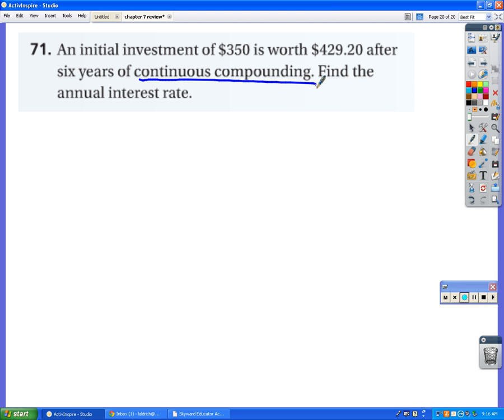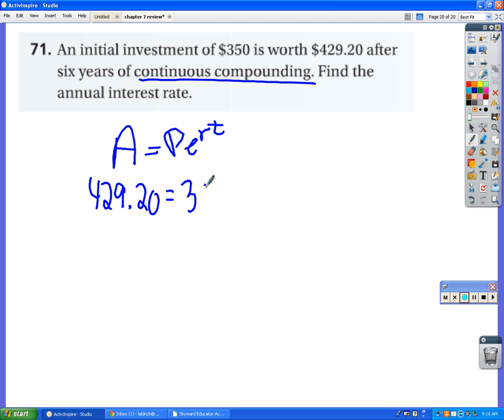Okay, last one. Since this one says continuous compounding, that's your clue that you are using A equals Pe^rt. An initial investment of $350 is worth $429.20 after 6 years of continuous compounding. So 429.20 equals 350 e to the, I don't know the interest rate, but I know the time is 6, so it's going to be 6r. This time we have to solve it for r.